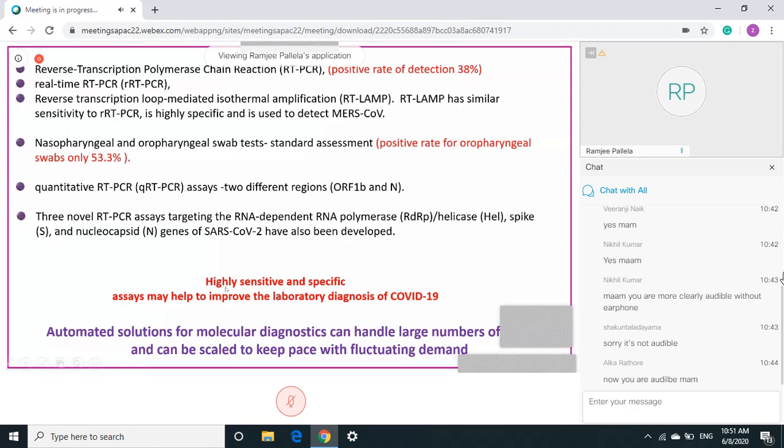Now when we talk about the nasopharyngeal, I just told you about the throat swabs. Those are the nasopharyngeal swabs and oropharyngeal swab tests. They are used for standard assessments, but even the positive rate for this is only 53%. This is the antigen based test, and it's only 53%. Generally, the QRT-PCR, this is also a very important question. It can be a very important question for you. A piece of information always to be kept with you.